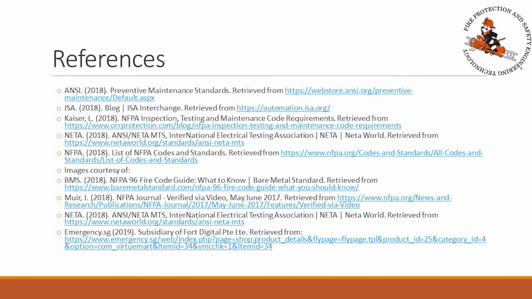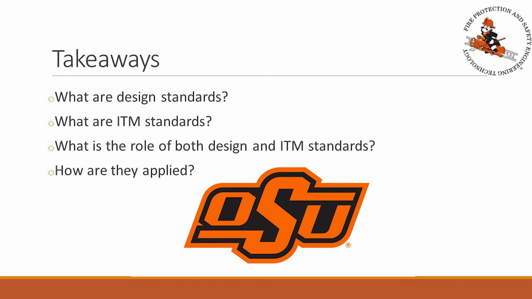So we've talked a lot today about the standards related to design and inspection, testing, and maintenance, and how they all interrelate and how they're important to apply correctly. Our takeaways from today are: the design standards provide us with all of that criteria so that the systems are designed and installed per code and we know that they're going to work once they're installed. The inspection, testing, and maintenance standards help provide us with that criteria to make sure we maintain system functionality. The role of both is also very important.